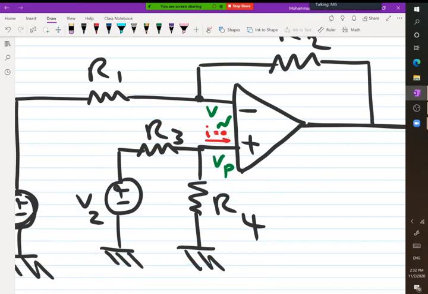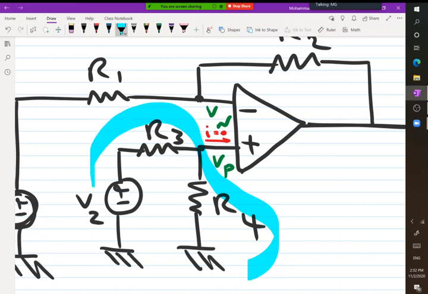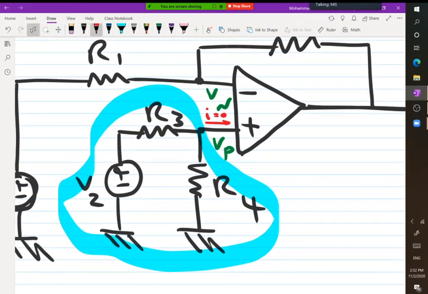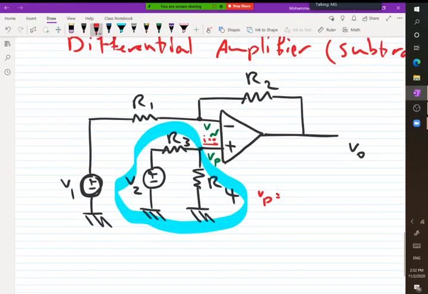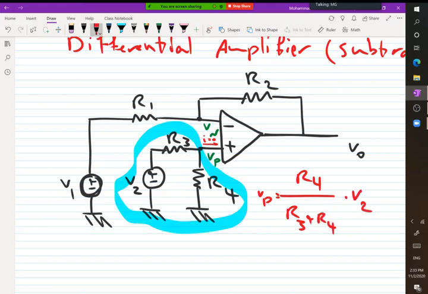now can you tell me how we can find Vp? Vp, we can find it by voltage division. So we can easily say that Vp is equal to R4 over R3 plus R4 times V2. So this one is the value of Vp. So Vp is known for us. Vp is a simple voltage division. We calculated Vp. Is it clear? If you have any question, just let me know.